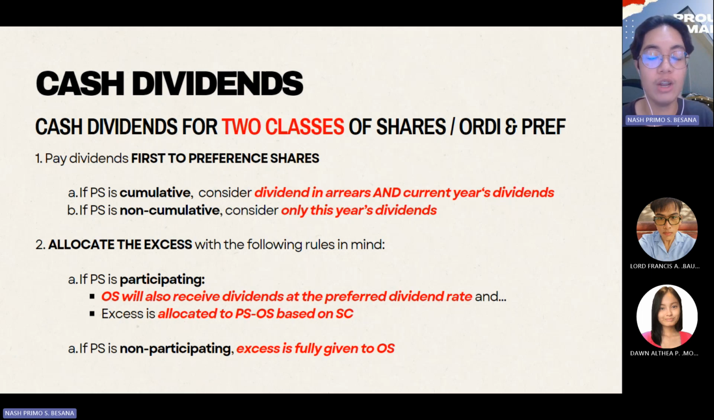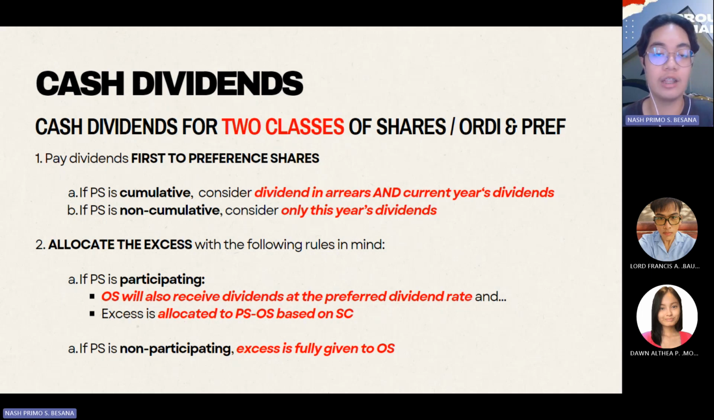And then if non-cumulative naman, then we need to ignore yung mga hindi nabayaran and we would only consider yung taon lang na ngayon kasi non-cumulative, hindi raw sila nag-iipon ng dividends. And then after natin mabayaran si preference shares, kapag meron pang natira, we would allocate the excess with the following rules in mind. But we also need to observe two other classes of preference shares.